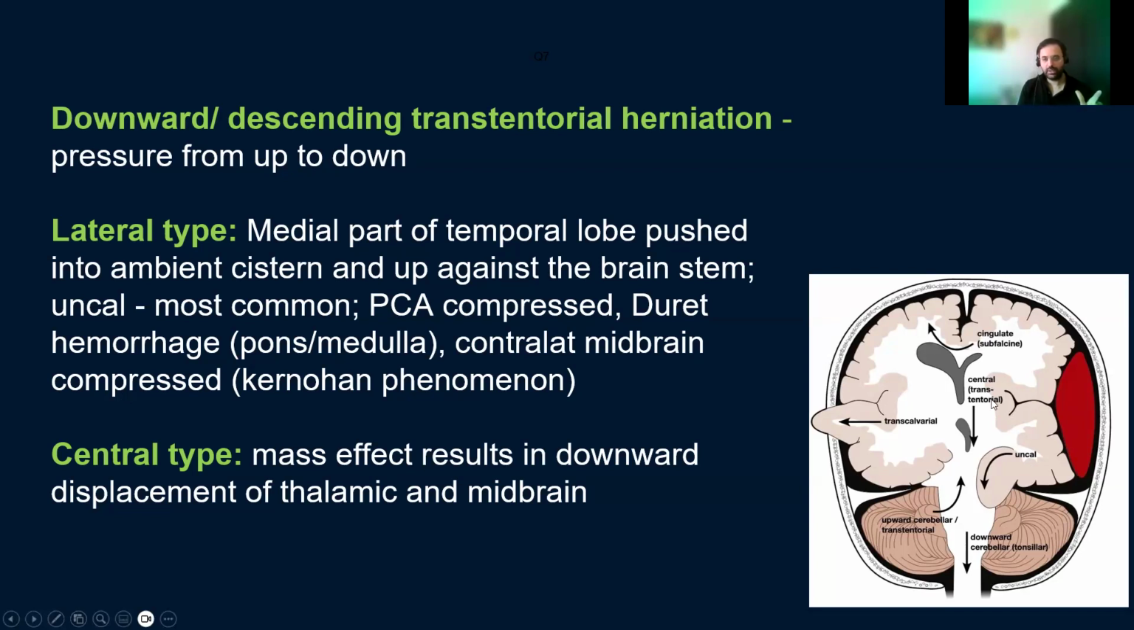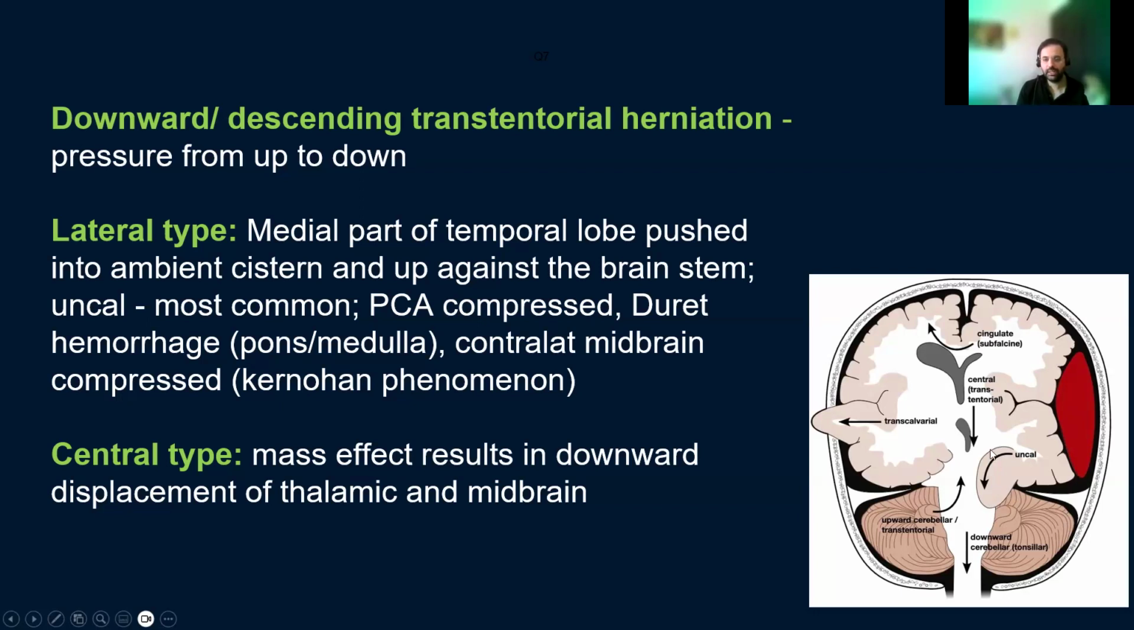It can be a central type and it can be a lateral type. Now again, it just depends upon the location from where the compression is happening. If you have a lateral type, lateral structures are getting pushed downwards. So assume this extradural hematoma here, you have a compression of the medial part of the temporal lobe, which is called the uncus, that is getting pushed downwards into the tentorium against the brainstem, right?